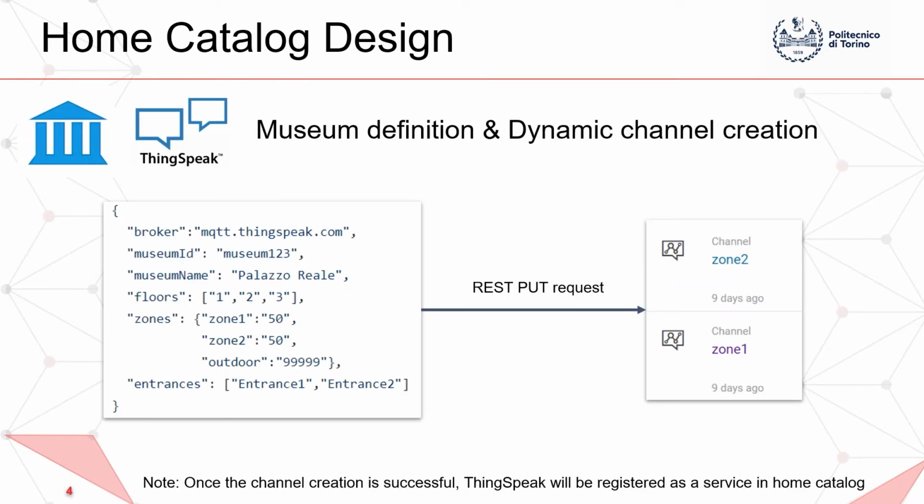In our system, a museum can be defined in the format of a JSON file. It defines the structure of the museum, including floors, entrance, zones, and the capacity of each zone. With this definition, home category will create corresponding channels on ThingSpeak using put request when it launches. Once these channels are successfully created, ThingSpeak will be registered as a service in home category.